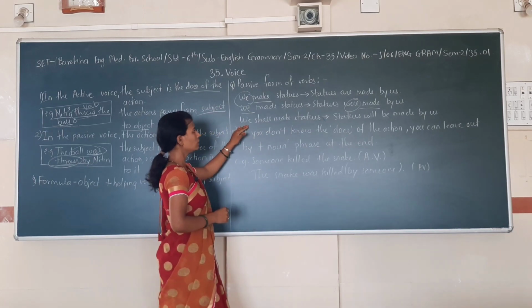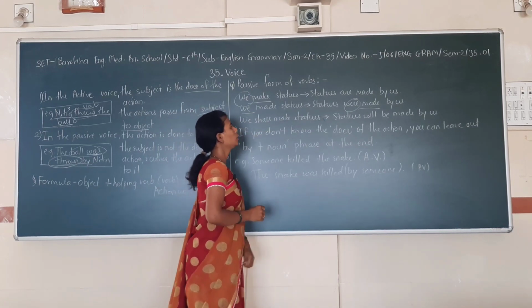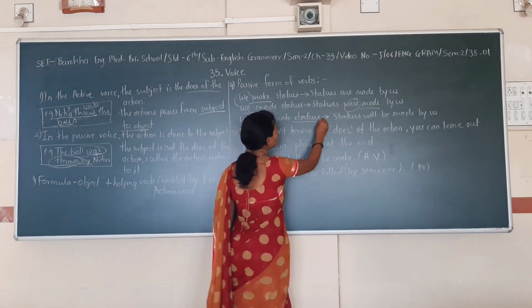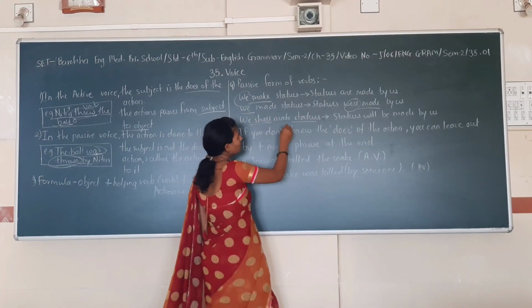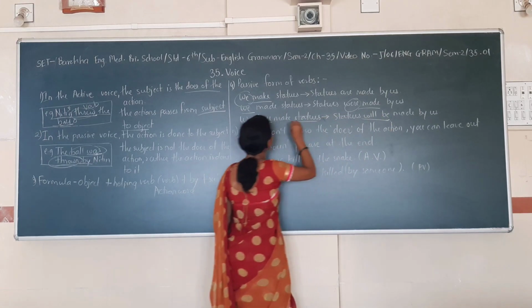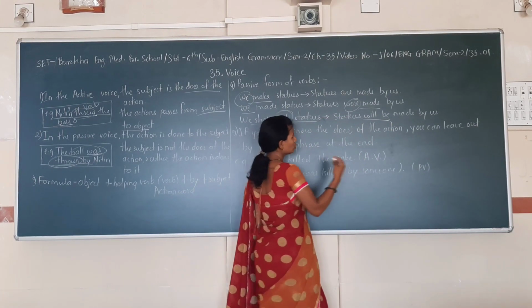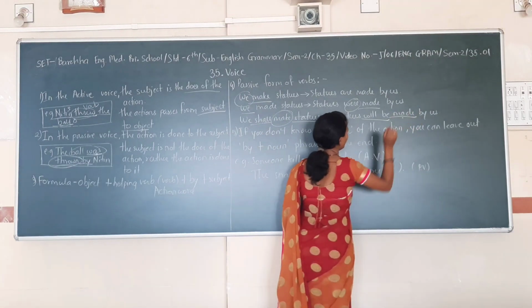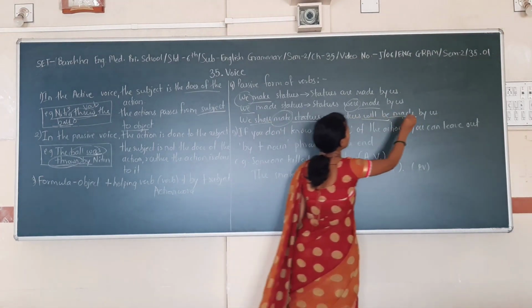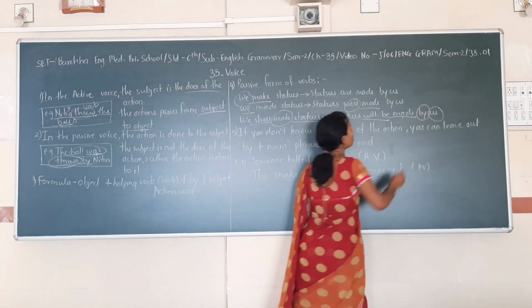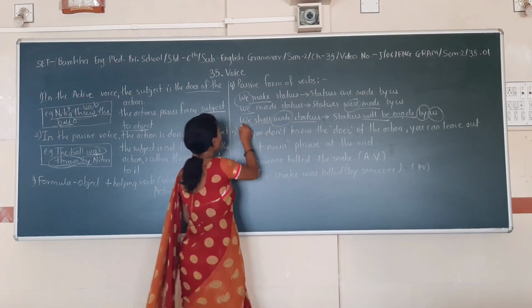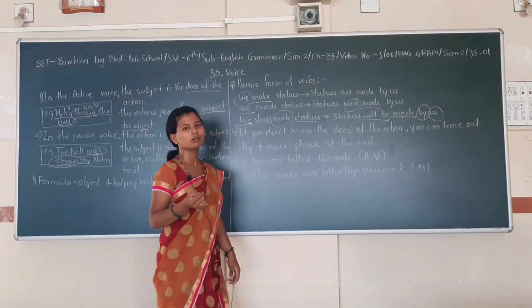Third sentence: "We shall make statues." Then first your object should come, the statues. Then shall will become will be. Then your action word, make, should be in the past participle, so you have to use made. After that by, and after that us. We will become us, the pronoun.